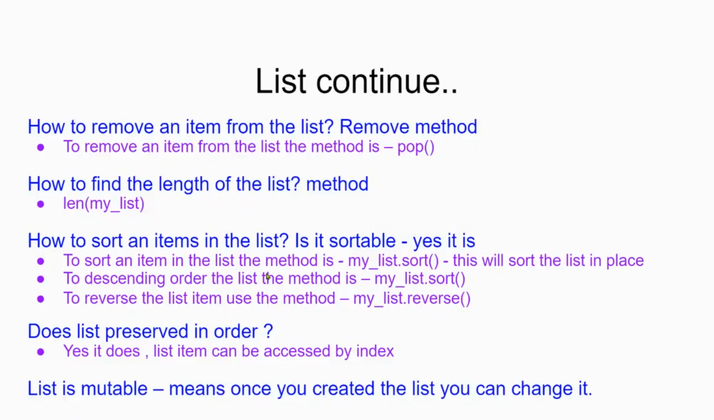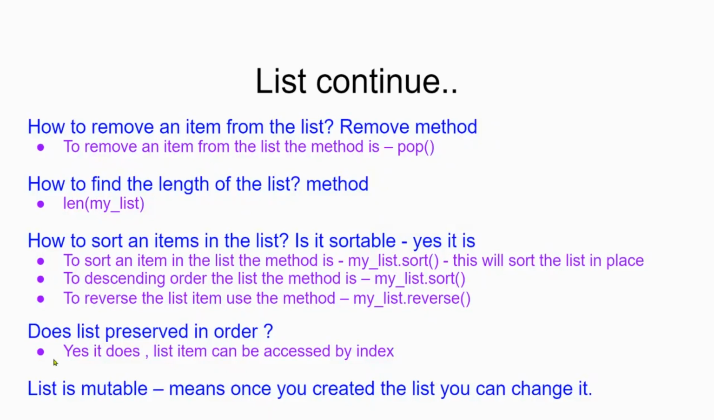And very important, if your list is not organized, you can sort all the items within the list. It is sortable. So the name of the list dot sort method will sort everything in place, and you can do either ascending order or descending order. If you want to do descending, this is my list dot sort with reverse, simple, very easy, we'll go through an example. And if you want to reverse the items in the list, my list dot reverse, so very, very nice.